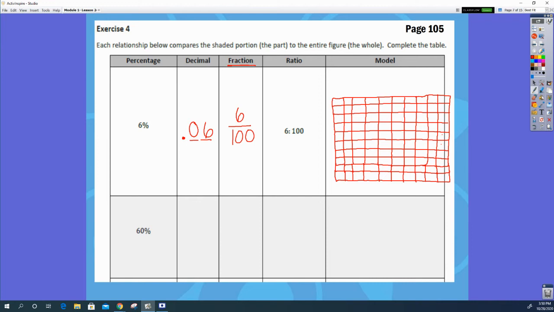Now, side note, I will not make you do a 100 grid for every single one of these, but for this one, we have to. So all I need to do is just shade out 6 out of my 100. There's 6%. That's 6 out of 100. If you need more time, pause the video. If not, we will continue.